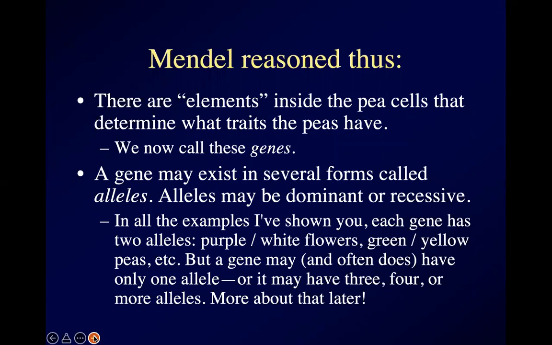Now, some genes have only one allele. They're not that interesting. There are other genes that may have three alleles, four alleles, or many more alleles. We'll talk about that later. Know for right now that it's not always the case that every gene comes in only two different forms. There are lots of cases where there's more than two, but let's not get ahead of ourselves just yet.